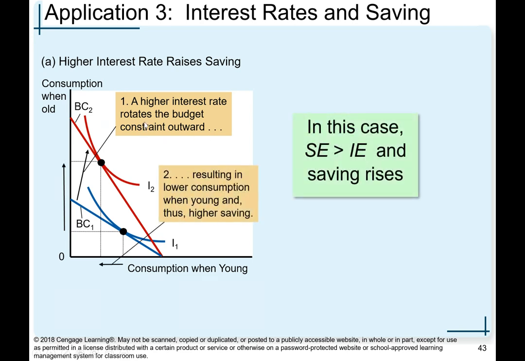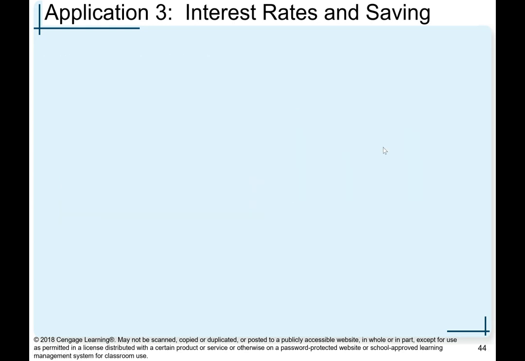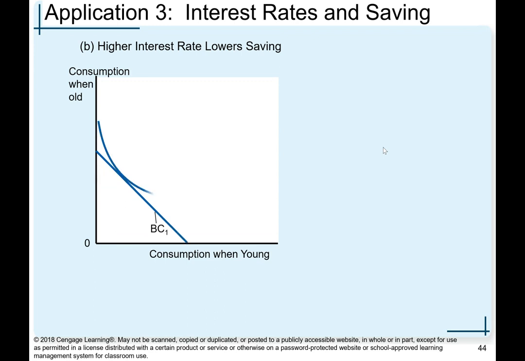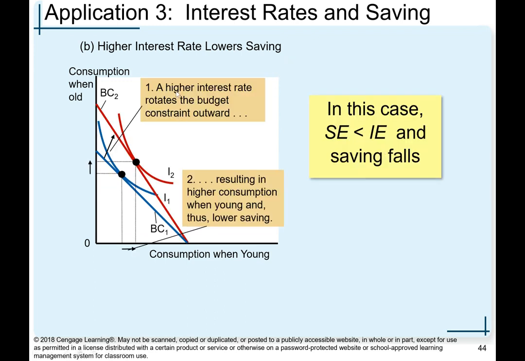A higher interest rate rotates the budget constraint outward, resulting in lower consumption when young and thus higher savings. In this case, substitution effect is larger than income effect and saving rises. In this diagram, a higher interest rate rotates the budget constraint outward, resulting in higher consumption when young and thus lower savings. In this case, substitution effect is smaller than income effect and saving falls.